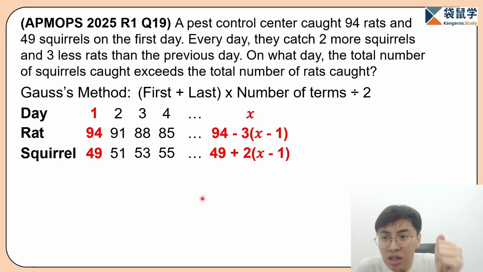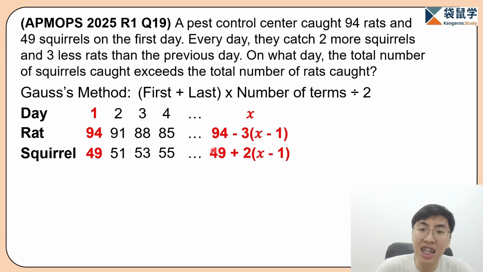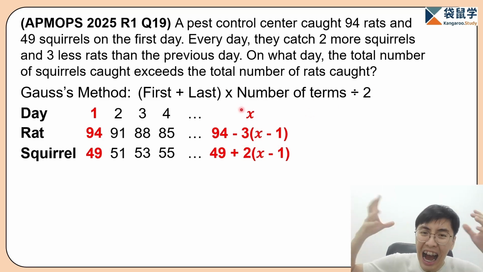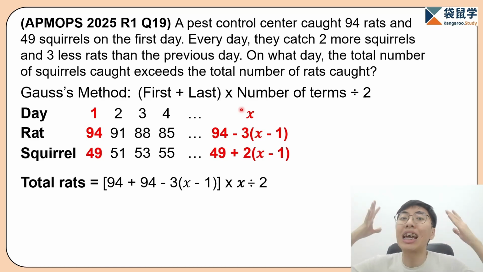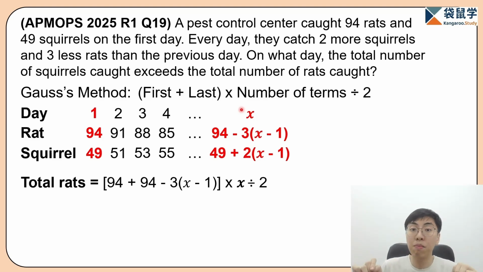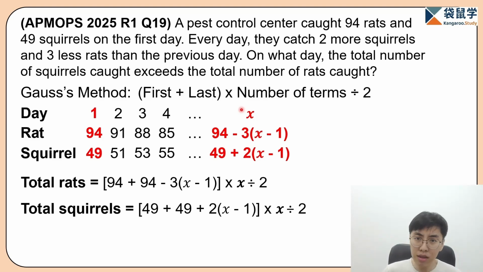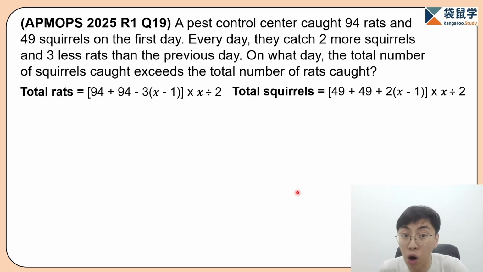Starting off with rats, it's just going to be 94 plus (94 minus 3 times (x minus 1)), times the number of terms, which is x terms, divided by 2. What about for squirrels? It is exactly the same. So with that in mind, the question says the number of squirrels must be more than the number of rats. That means we can try to find when they are the same. And then the next day, definitely the squirrels will be more.